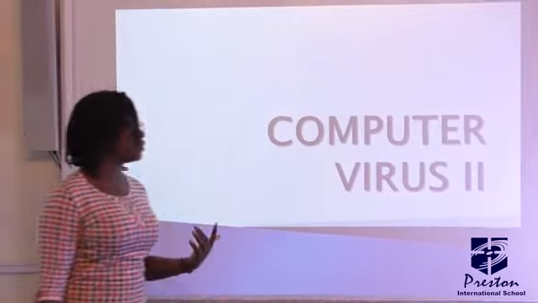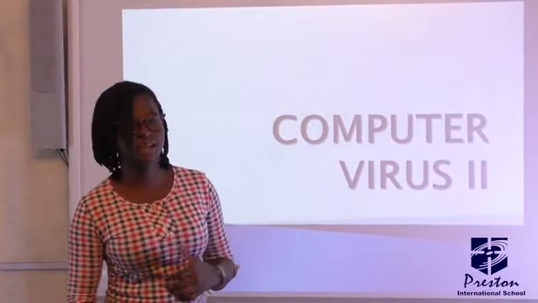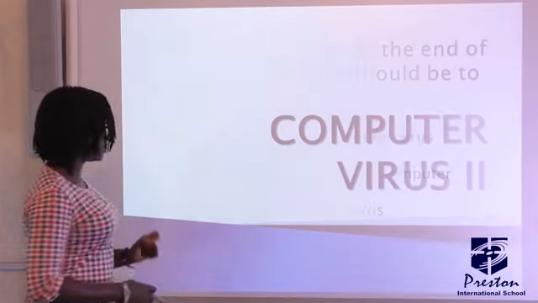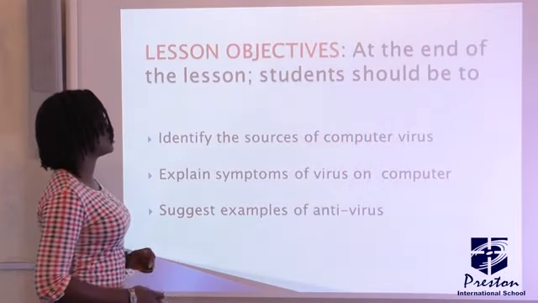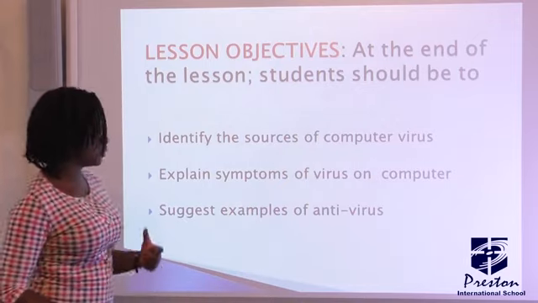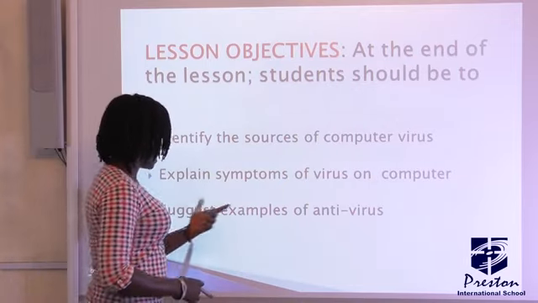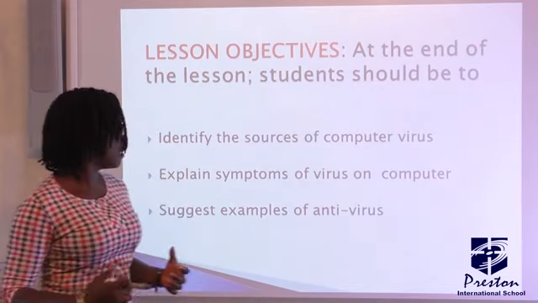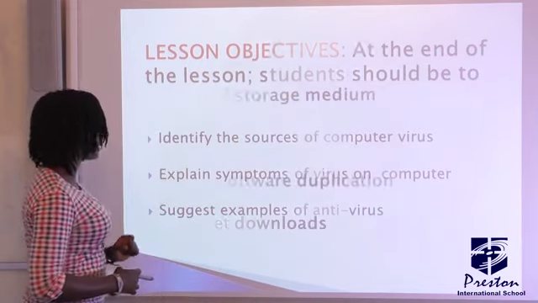Last week we started a topic where we looked at the definition, types and examples of computer viruses. So today we'll be looking at the sources of computer viruses. Where do we get them from? We'll be looking at the symptoms you get on your device when you have a virus on it. And we're going to suggest the things that we can use to remove all these viruses. So let's quickly look at this.